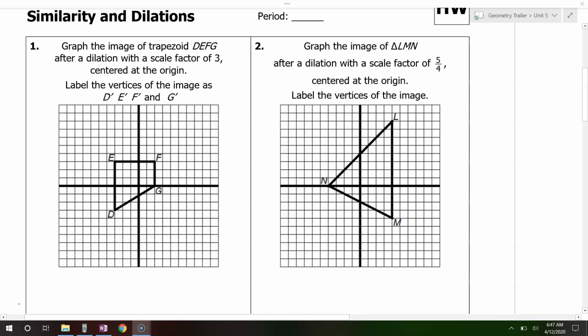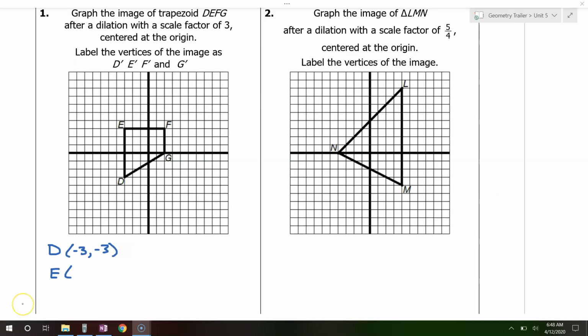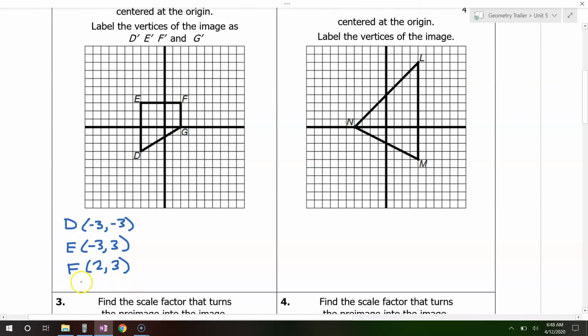The first step is to record the original points. So for example, point D is the point -3, -3. Point E is -3, +3. Point F is 2, 3. And point G is 2, 0.